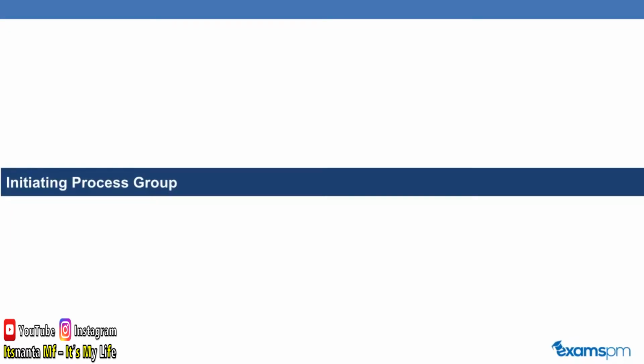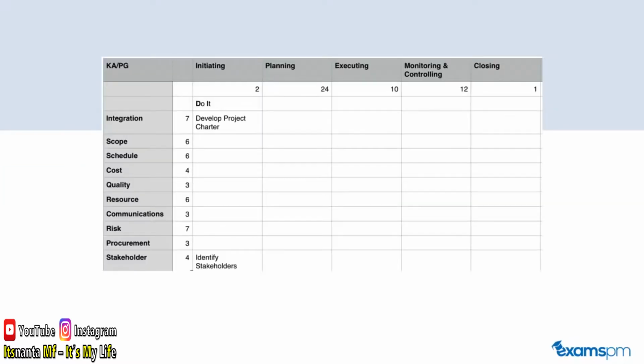Let's start off with our initiating process group. One quick way to help you memorize all of the processes in initiating, and there's only 2, is to use the phrase "do it," kind of like the Nike slogan, just do it. That might be a good way to jog your memory. So there are 2 processes in initiating: develop project charter and identify stakeholders. And the first letters of these processes are D and I, which matches with "do it." So that's a quick way for you to memorize all of them in initiating.